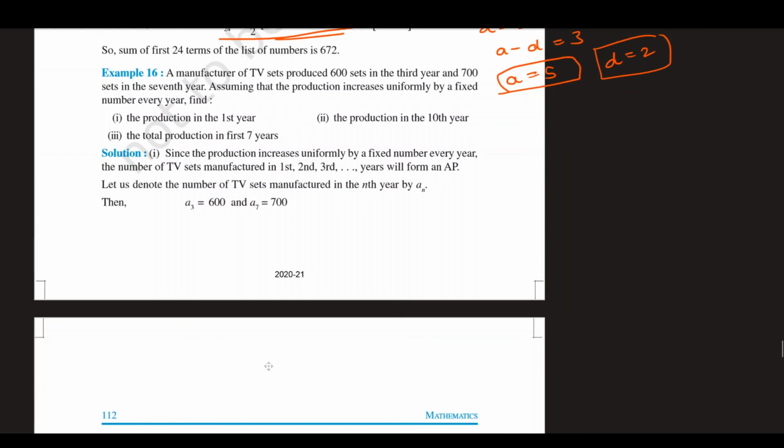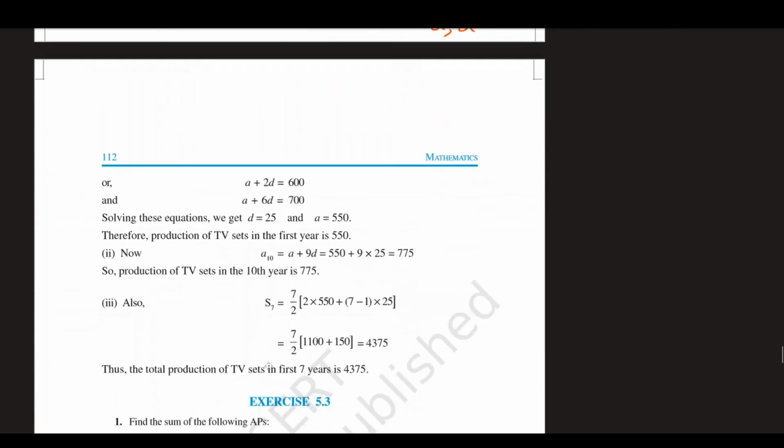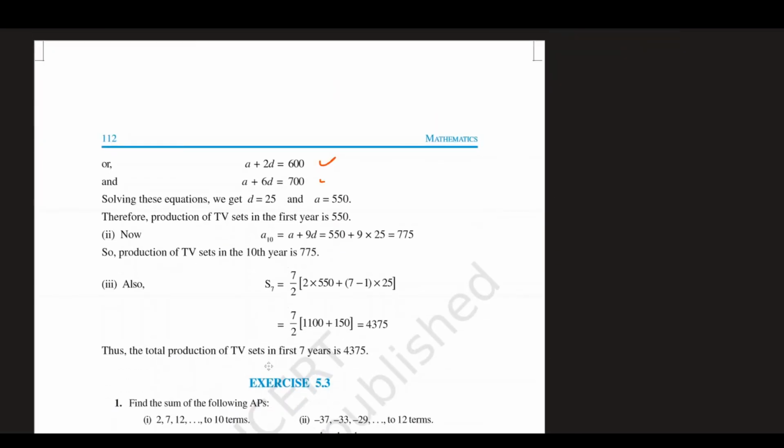Now the question is example 16. Produce 600 sets in the 3rd year, 700 sets in the 7th year. So we know that A3 is given, A7 is given. With these two equations, we can get a and d. So we are calculating with these two equations. d is calculated, a is calculated.